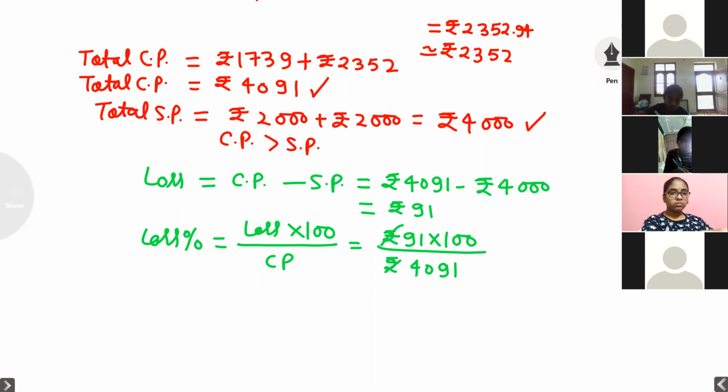Rupees cancel. 9100 divided by 4091. It will become around 2.22. It will become around 2.223, we can say 2.224 percentage.